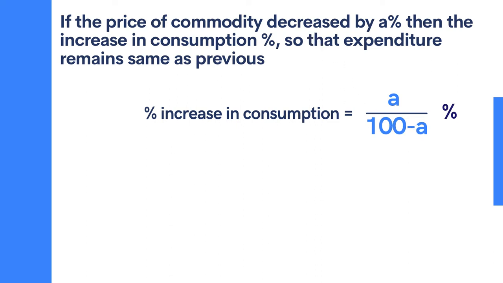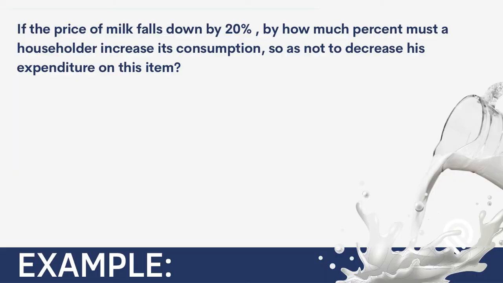I will take one example, then we will understand this one. This is our example, and the example is saying: if the price of milk falls by 20%, by how much percentage must a householder increase his consumption so as not to decrease his expenditure on this item? So what is the meaning of 20% in fraction? 20% is equal to 1 by 5. If you don't know the value, you can set 20 divided by 100, cancel 0 to 0 and cut upside and downside by 2. So 1 by 5. This is our fraction value.